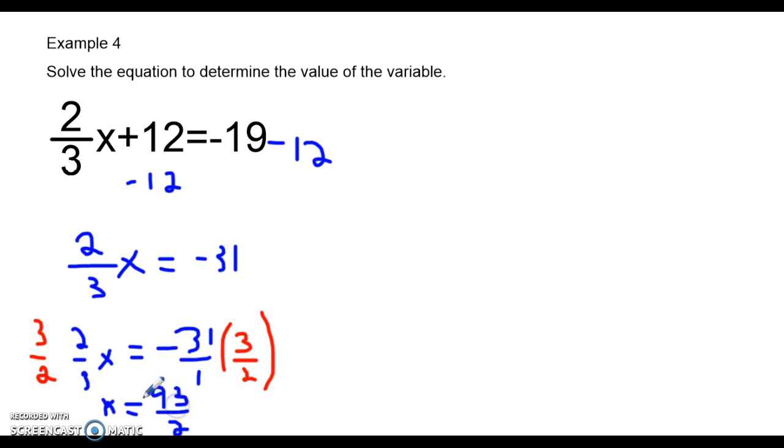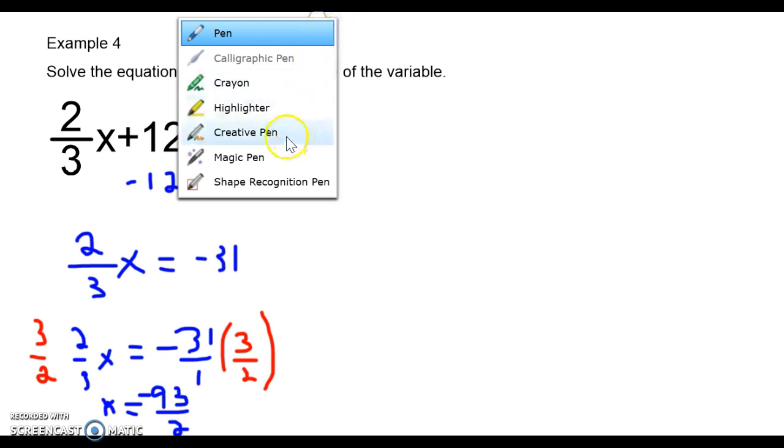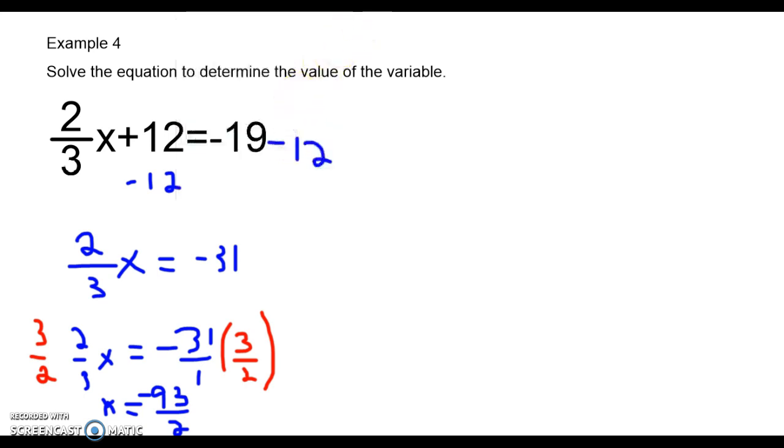Don't forget your negative sign there. So negative 93 over 2. 2 is even, 93 is not. We cannot reduce that. Not the prettiest looking answer, but it is correct. So we'll circle that and we'll go with it. Ta-da! All right, get some flowers on that one.